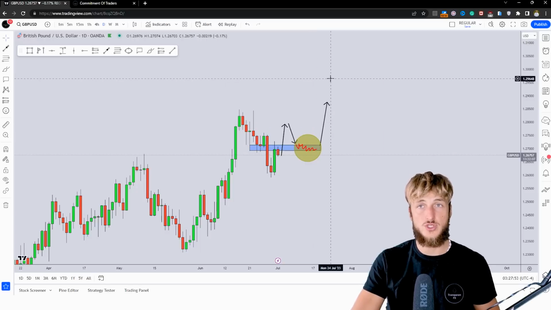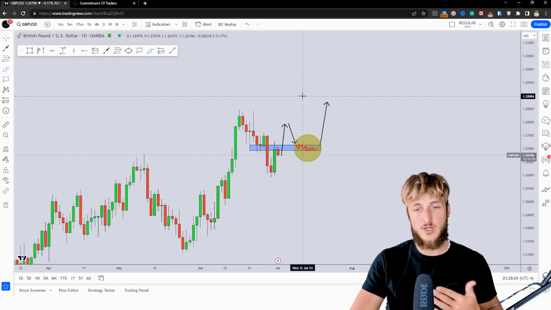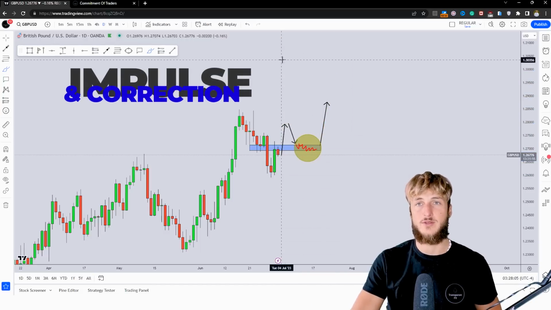And if the market shifts from an intraday bearish to bullish market and provides to us one of our valid entries, at that point we could be looking for a potential move higher for the market to complete this impulse correction and impulse pattern to the upside.